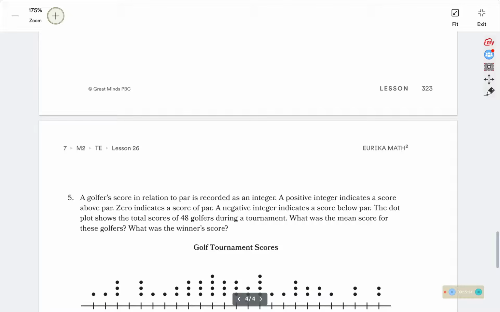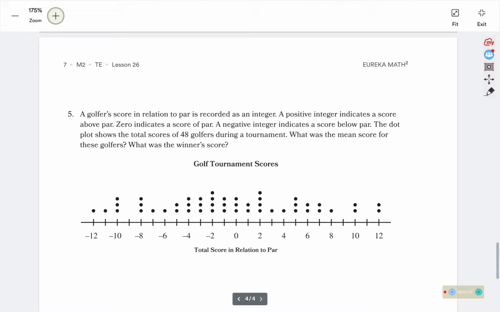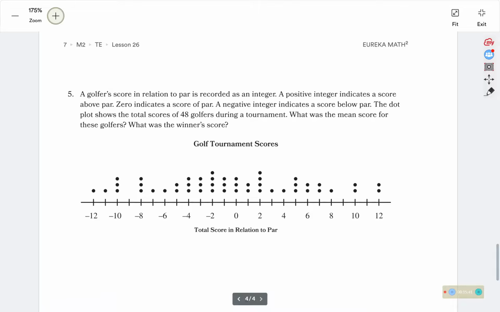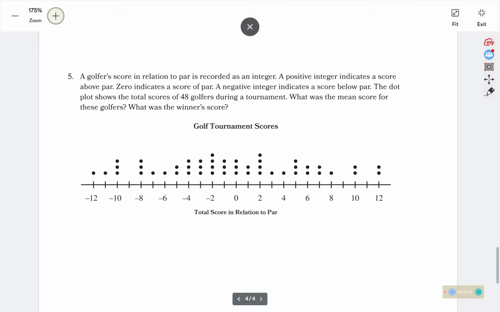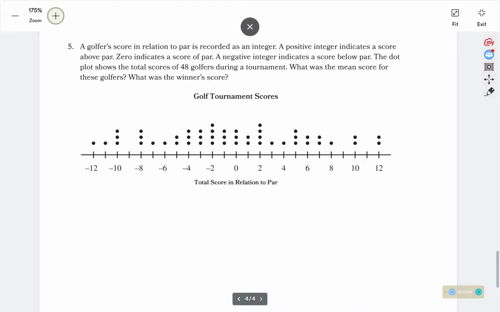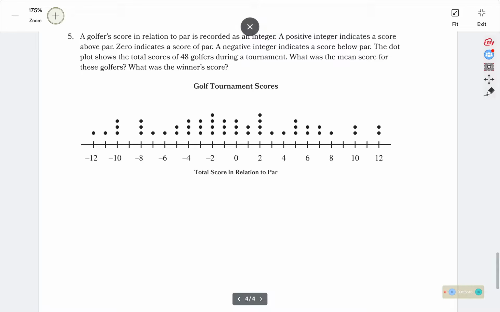Problem 5. A golfer's score in relation to par is recorded as an integer. A positive integer indicates a score above par. 0 indicates a score of par. A negative integer indicates a score below par. The dot plot shows the total scores of 48 golfers during the tournament. What is the mean score for these golfers? So we're adding them all up and then dividing by 48. What is the winner's score?